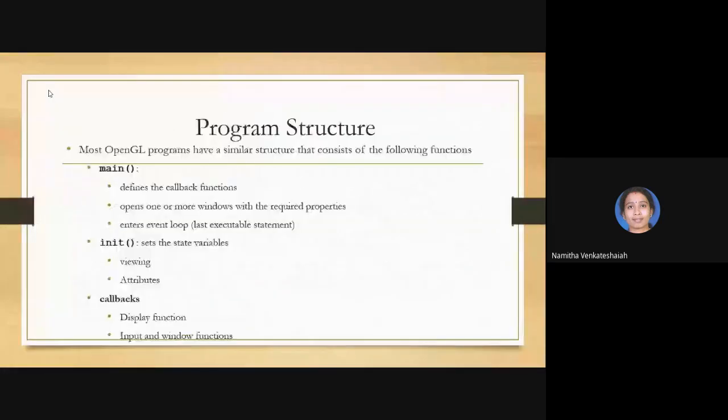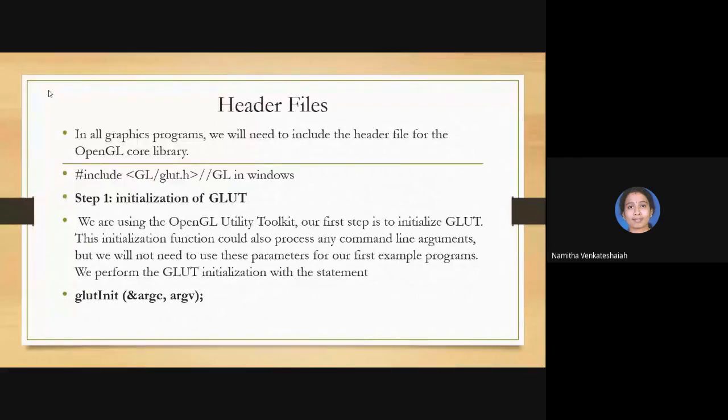For this, we will start with the header file. Which header file we include depends on the operating system we are using. So for Windows, we will be including #include gl/glut.h. Look at the mouse pointer. This is the header file I'll be including, and it varies depending on the operating system you use.